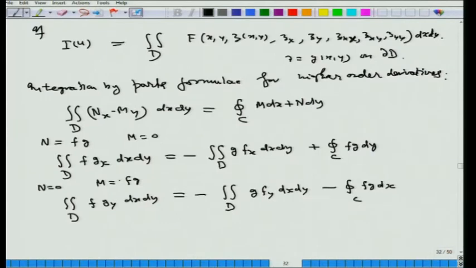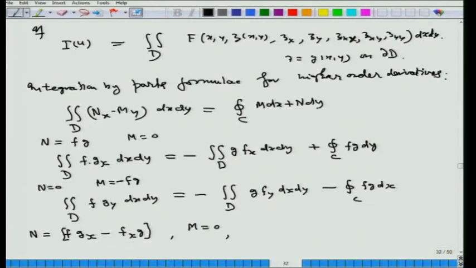So, instead of this, we take minus f g here. So, that is what will come here. Now, if we take here n equal to f g x minus f x g and m equal to 0, we get, so here n is this.